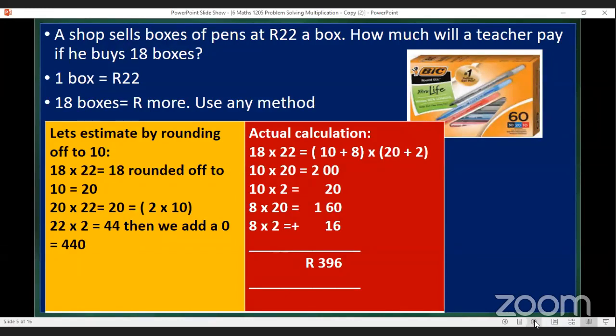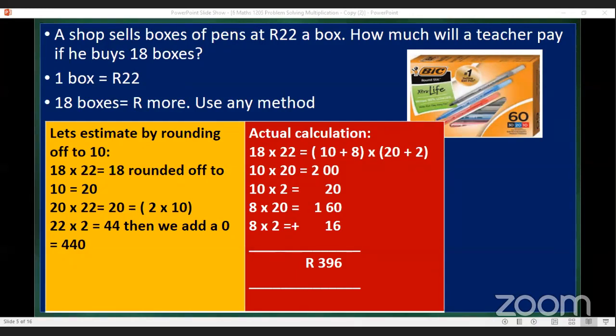So if one box is 22 rands and I want, or you can say Olutando wants 18 boxes, are you supposed to have more than 22 rands? If I have 100 rands, is it going to be enough? And in this case, because you have to have more money, which calculation gives us more? And then you go to subtraction. When you subtract, it actually gets less. You see, you're making sense of your thinking.